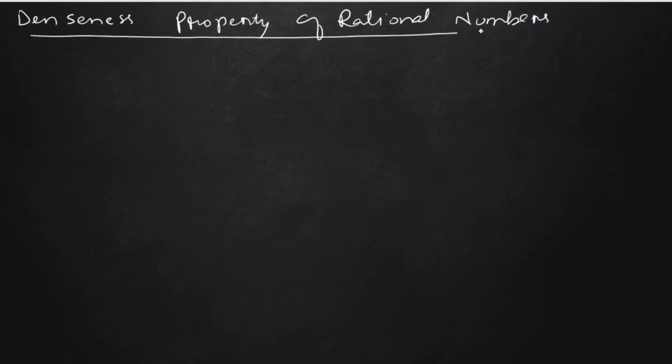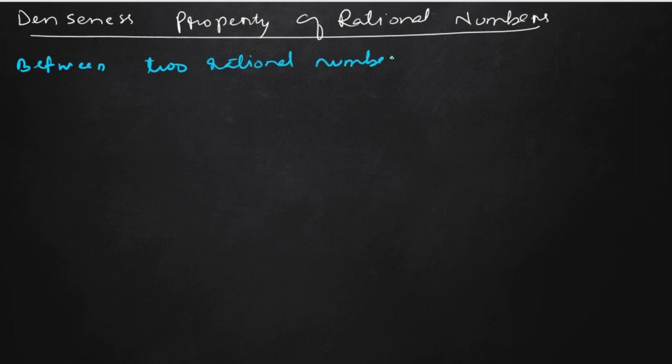Okay, so it has one statement. Between two rational numbers, suppose we have two rational numbers x and y, and between these two rational numbers there is always another rational number. It may be one, it may be more than one, it may be infinite.